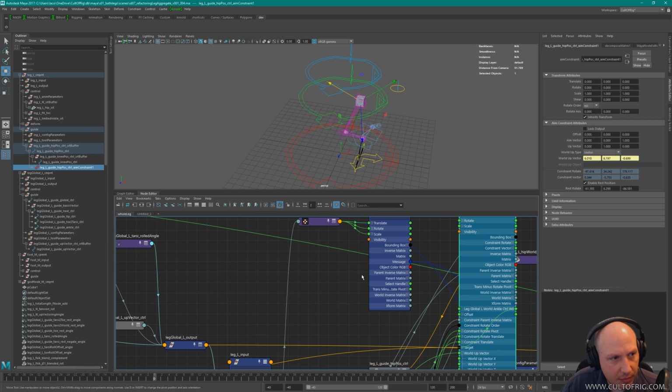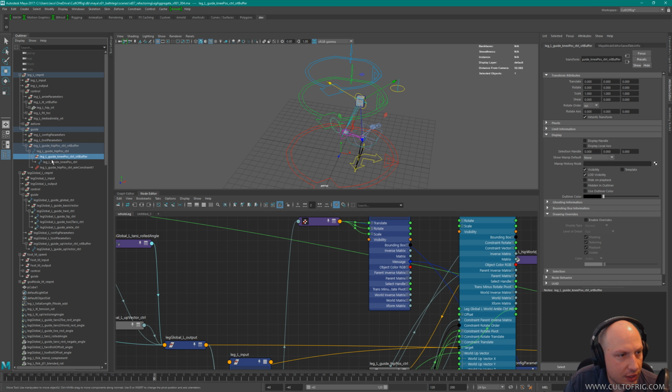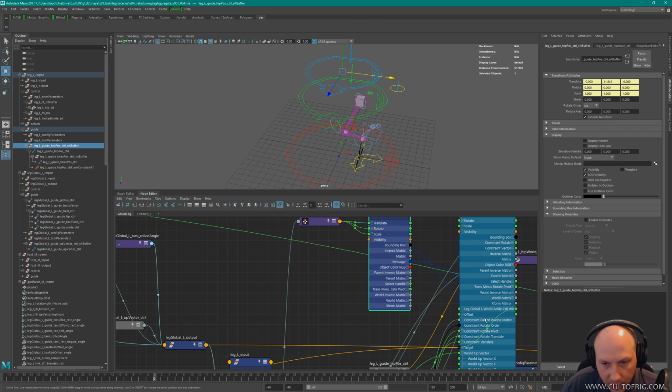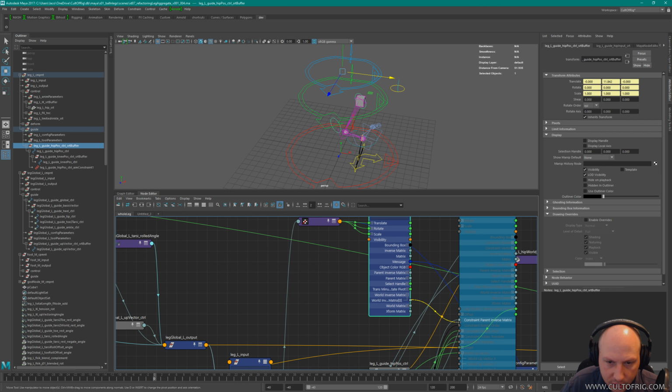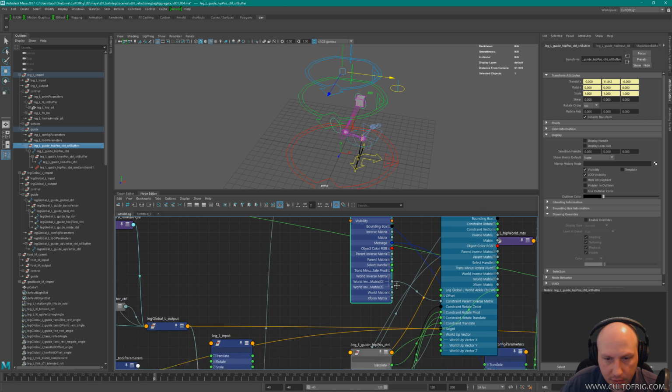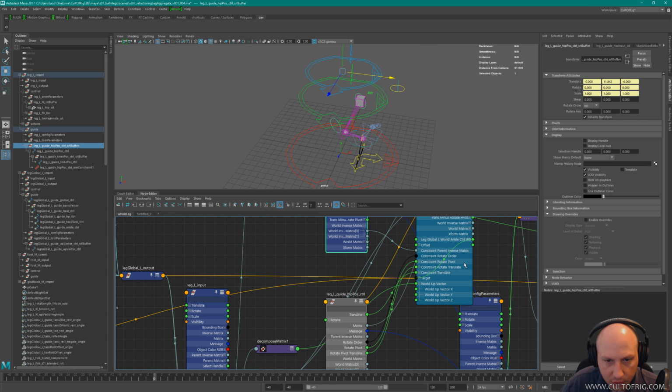So you select the parent of whatever it is you're constraining. In this case, it's this object. So we select its parent. It wants the inverse matrix right away. So you take the world inverse matrix of that, plonk it in there, nothing changes except that you have got rid of part of the cycle.